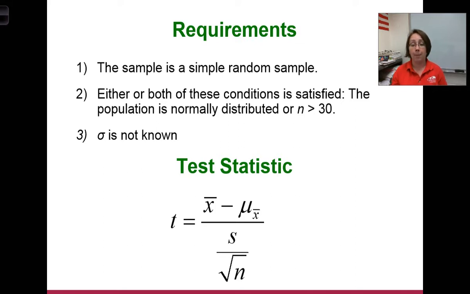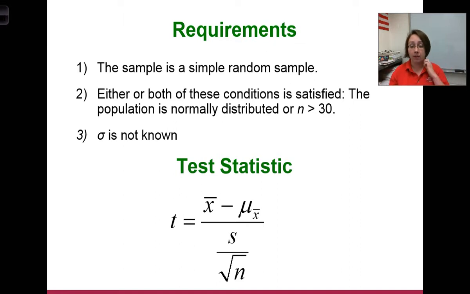You either need a normal population, or you need to have a large enough sample size so that the x bar distribution is normal. If you have that, then you have a normal distribution for x bars, and then you check for number 3. Is sigma known or not? If sigma is not known, you're going to use a t-test.